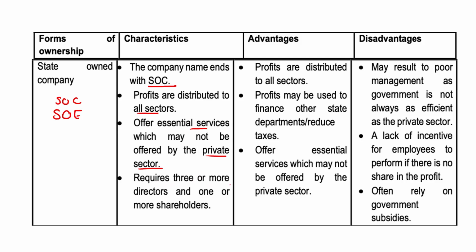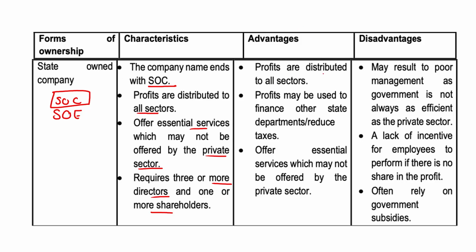Okay, next, it requires 3 or more directors or 1 or more shareholders, quite similar to the characteristics of that of a public company, which would end in LTD. That's a public company that ends in LTD. A state-owned company ends in SOC.